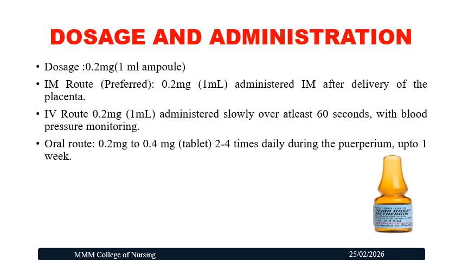The dosage and administration is 0.2 milligram in a 1 ml ampule. For the IM route, which is the preferable one, 0.2 mg 1 ml is administered IM after the delivery of the placenta. In the IV route, 0.2 mg 1 ml is administered slowly over at least 60 seconds with blood pressure monitoring. It can also be administered through the oral route, 0.2 mg to 0.4 mg tablet 2 to 4 times daily during the puerperium period up to 1 week.